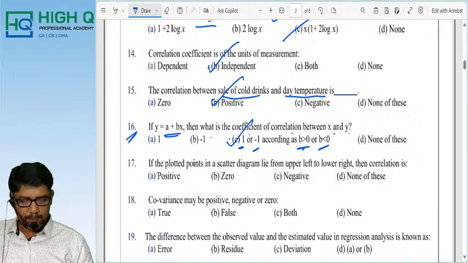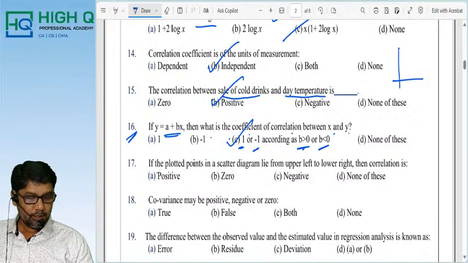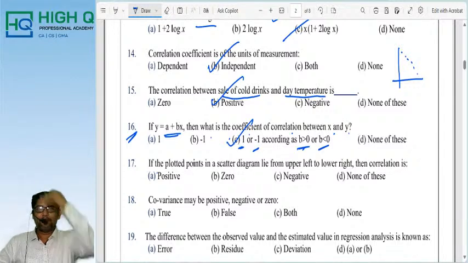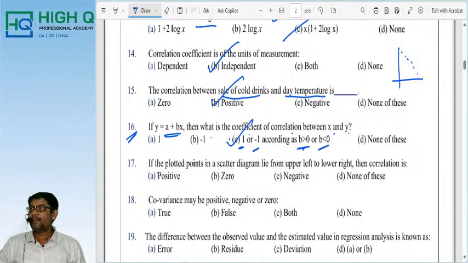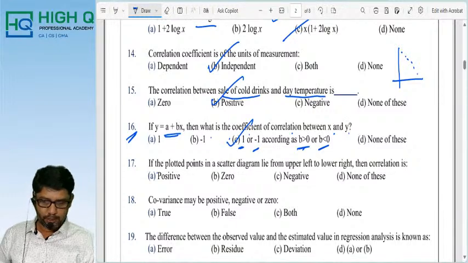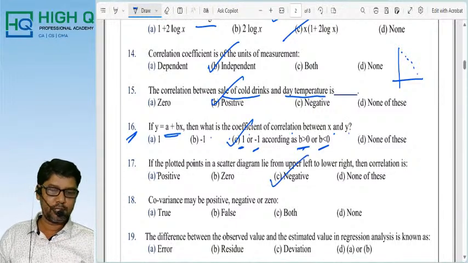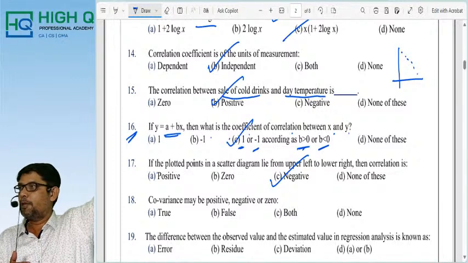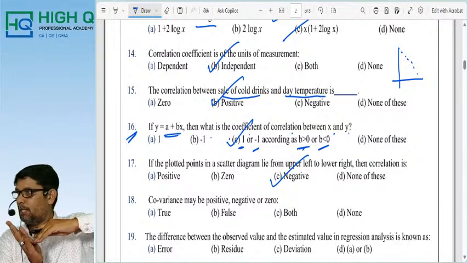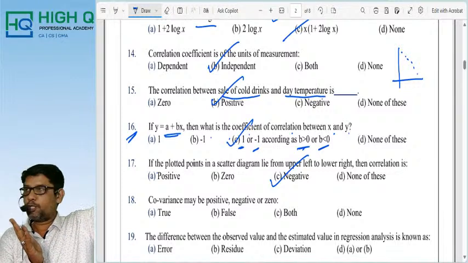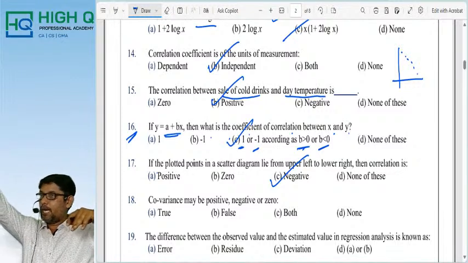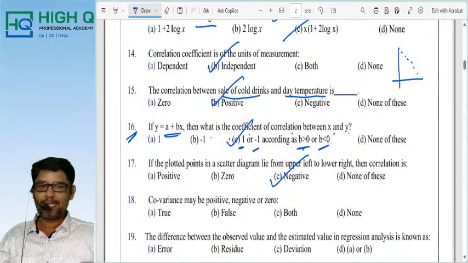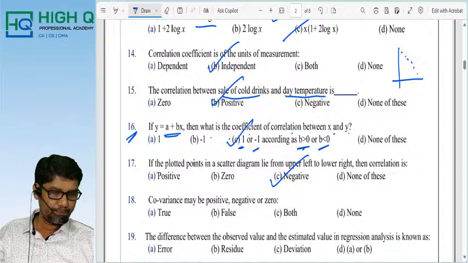If the plotted points in a scatter diagram go from upper left to lower right, negative correlation. Very good. It is negative correlation. Lower left to upper right, positive correlation. Upper left to lower right is negative correlation. When the points are scattered, 0.